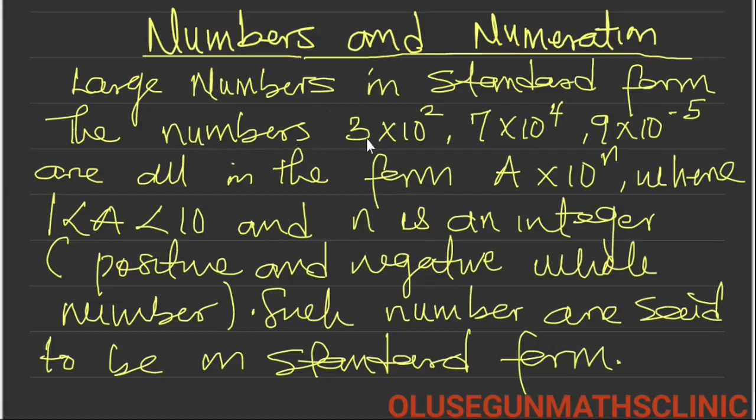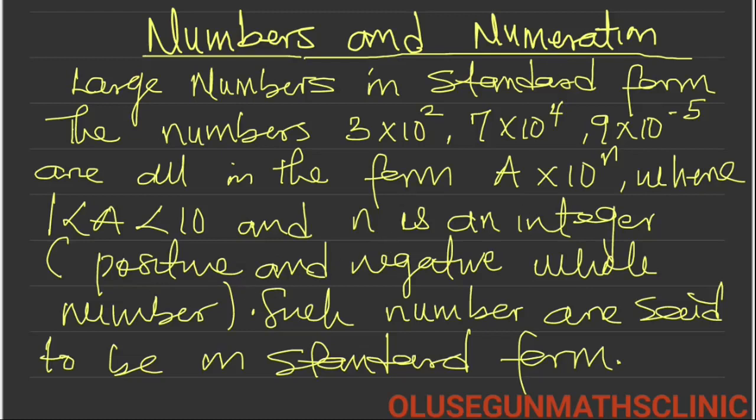The numbers 3 times 10 raised to power 2, 7 times 10 raised to power 4, 9 times 10 raised to power minus 5 are all in the form of A times 10 raised to power n, where 1 is less than or equal to A and A is less than 10, and n is an integer. It can be either positive or negative. So an integer is a positive or negative whole number. Such numbers are said to be in standard form.